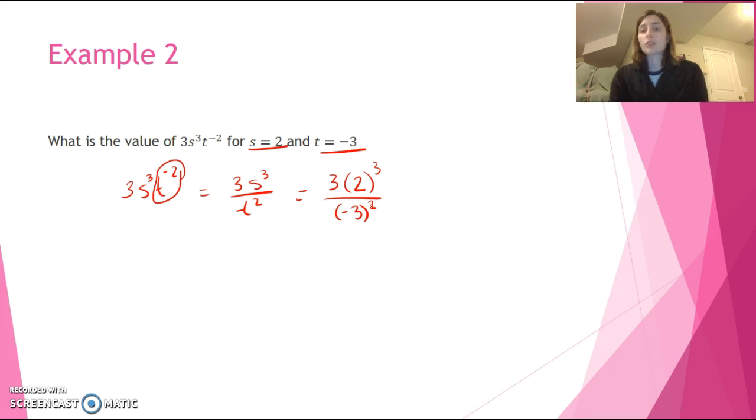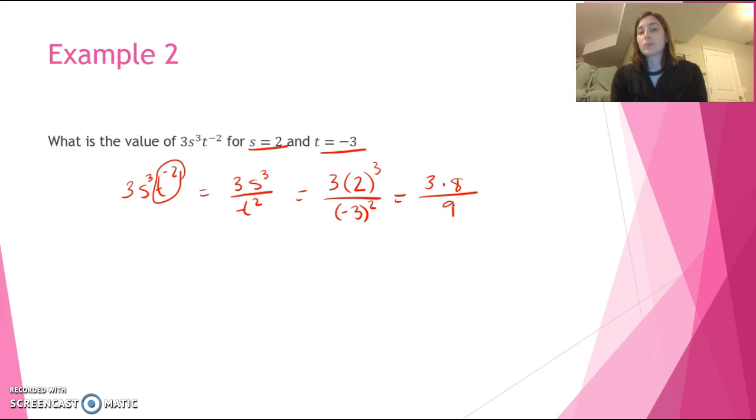From here, it's just using PEMDAS. My parentheses aren't really grouping anything, so now I'm going to go on to exponents. So I'll have 3 times 2 cubed is 8, over negative 3 squared is 9. Remember, if it's an even exponent, then any negative becomes positive. Any even exponent will give you a positive answer. If it's an odd exponent, then you look at the sign of the number inside that you're squaring or cubing.